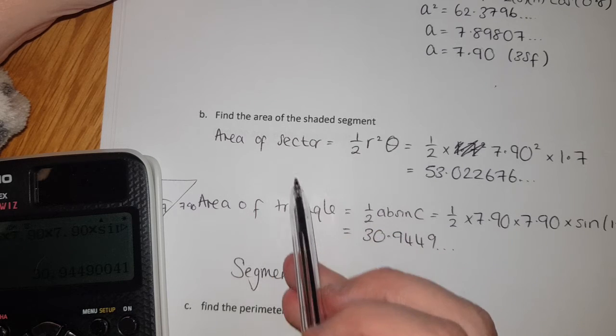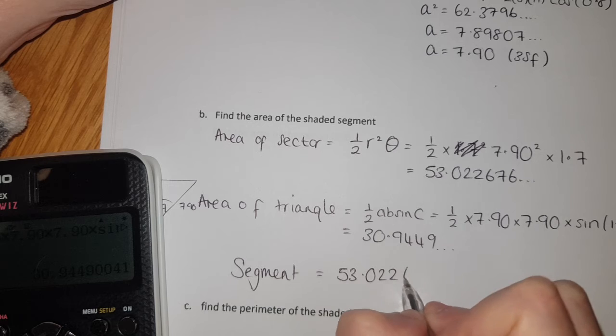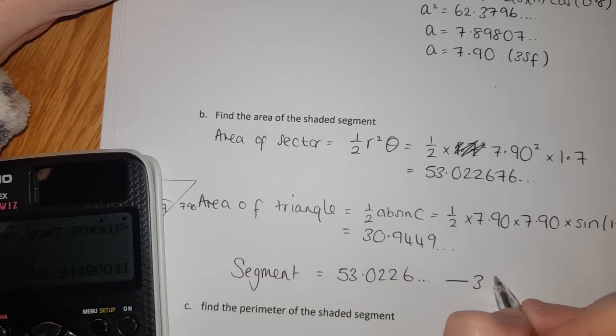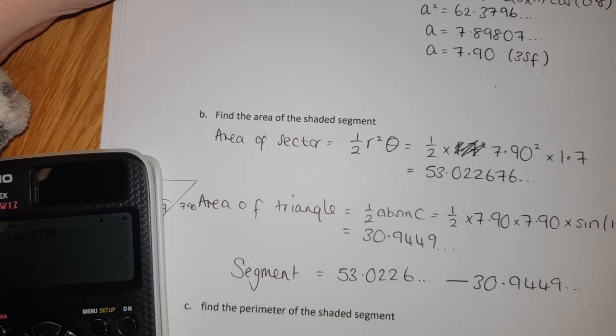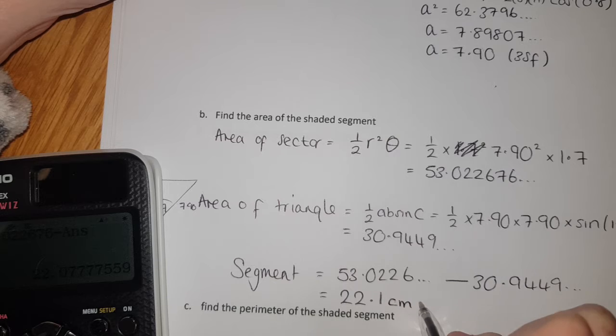And then remember, if we want the shaded segment, all we're going to do is the area of the whole sector and take away the area of the triangle. So we're doing 53.0226 minus 30.9449. You get an area of 22.1 and it would be centimetres squared to 3 significant figures.